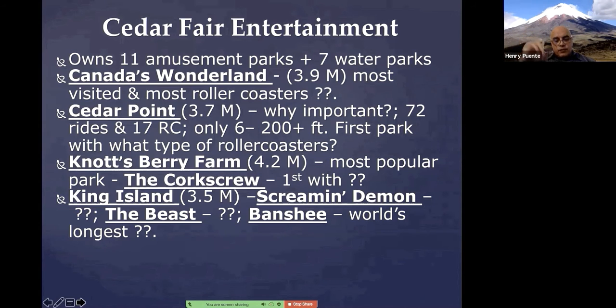It was the first park with a hyper type of roller coaster. Hyper meaning that it's at least 200 feet high. It was the first park that had a Giga roller coaster with at least 300 feet high. So Giga, 300 feet. It was also the first to have a Strata roller coaster, meaning 400 feet. So if you're not familiar with Cedar Point, here's a clip of some of its roller coasters. Again, it's famous for its roller coasters.